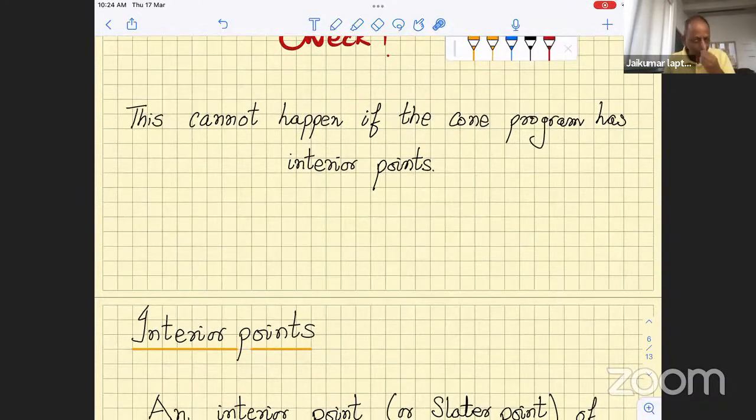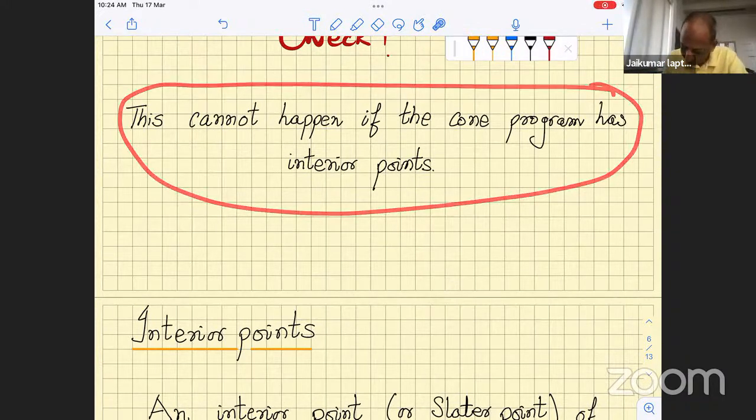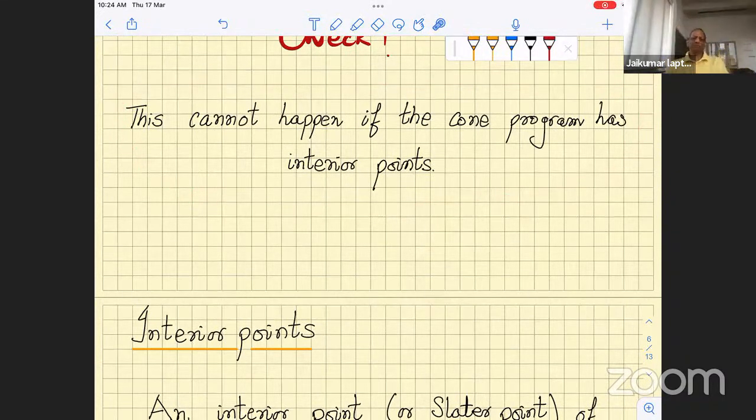You already know from your idea of real numbers, etc., what interior points are. But what I'm going to describe now are interior points of cone programs. The objective function plays no role. What is an interior point of a cone program? That's what I'm going to tell you, and then I'm going to tell you the theorem which formalizes this. Questions?